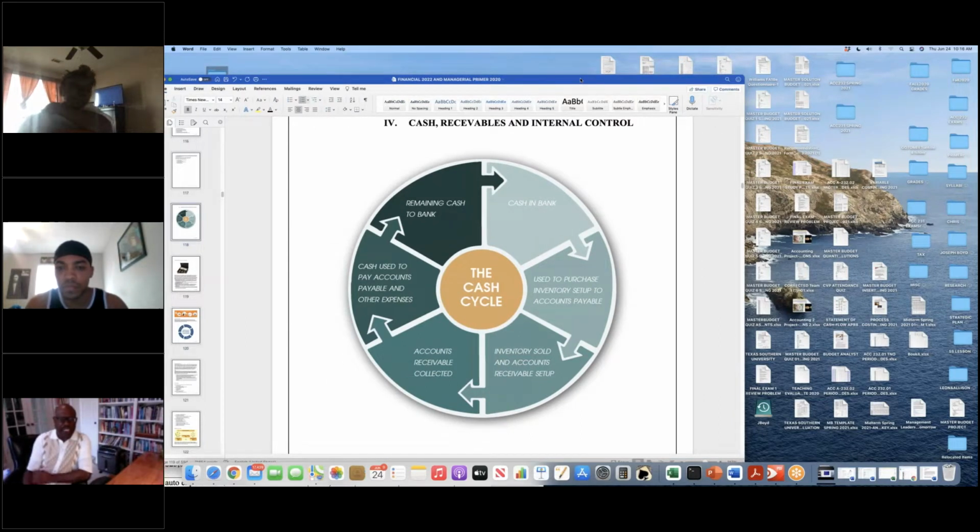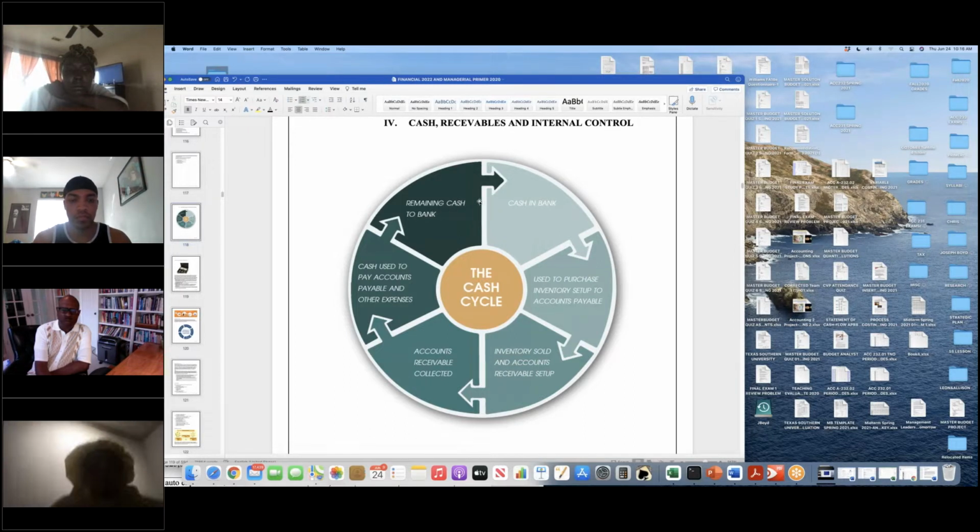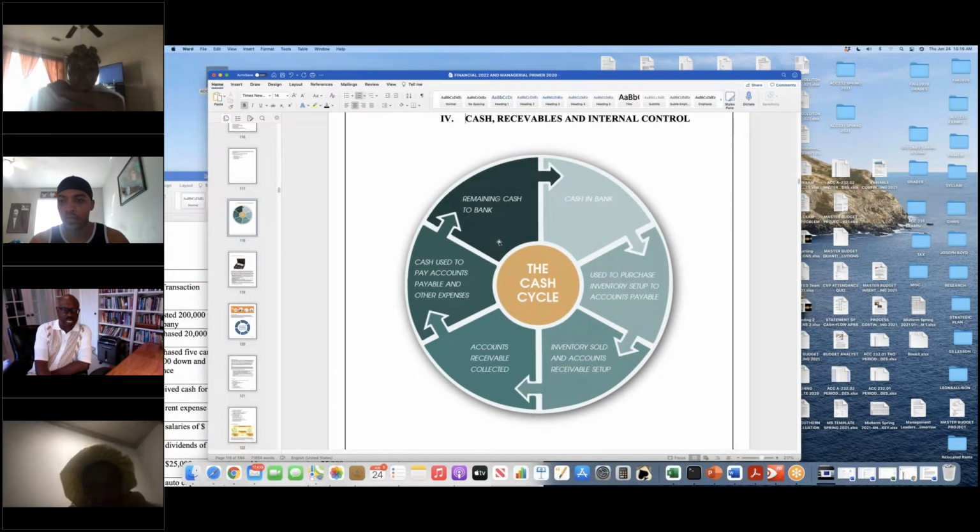Okay, so yesterday we began the cash cycle where cash is placed in the bank to start the company. That cash is used to purchase inventory and set up accounts payable. The inventory is sold, and once it is sold, journal entry 15 is made to record the sale, and journal entry 3 to collect. Then we pay off our bills, and hopefully we have more cash in the bank than when we started off. So that's our objective as we look at the cash cycle and we review various accounts.